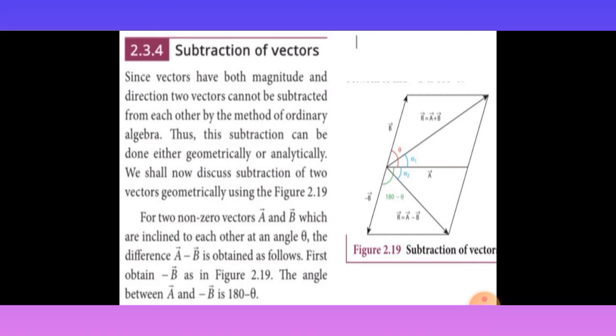For two non-zero vectors, a vector and b vector, which are inclined to each other. Here we take the a vector and the b vector inclined to each other at the angle theta, that is marked in red color. Okay students, so the difference a vector minus b vector is obtained as follows. First obtain minus b vector.